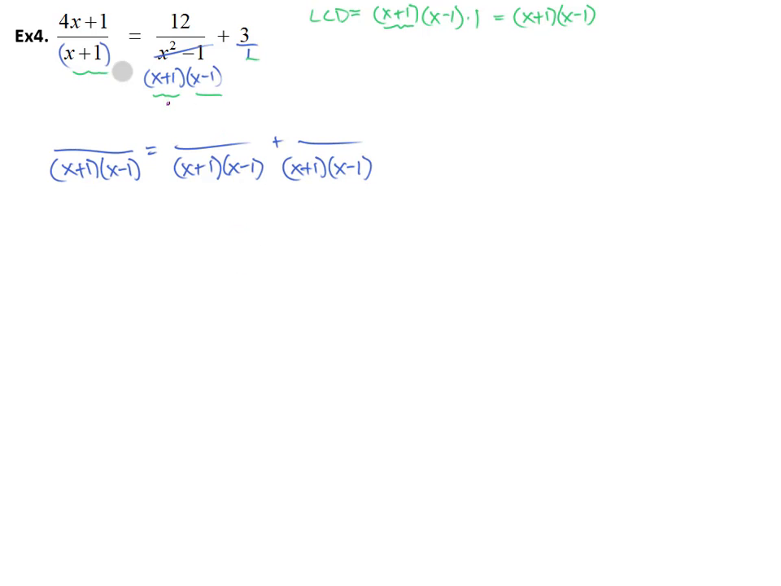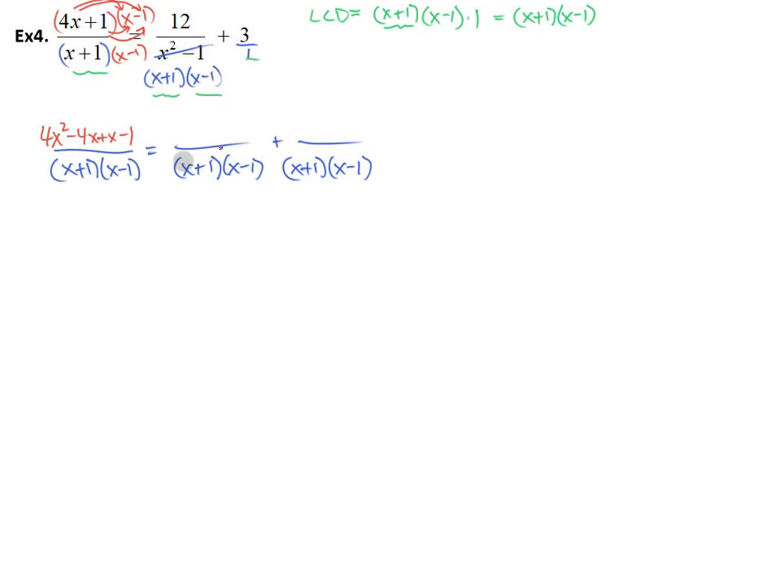Okay, so our first fraction, it does have the x plus 1, but it doesn't have the x minus 1. So what we need to do is multiply the entire numerator and denominator by x minus 1. And yes, we do need to FOIL this out. Again, that's why it's a good idea to put parentheses here. So 4x times x is 4x squared. 4x times negative 1, negative 4x. 1 times x is x. And 1 times negative 1 is negative 1.